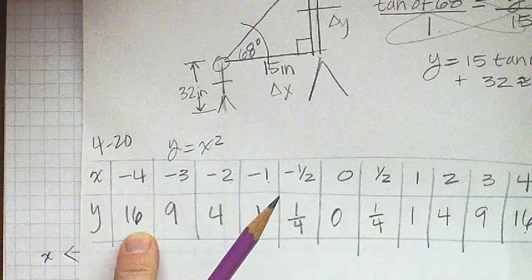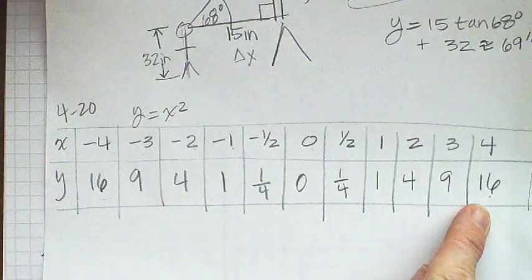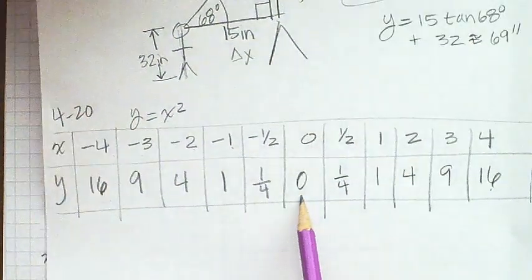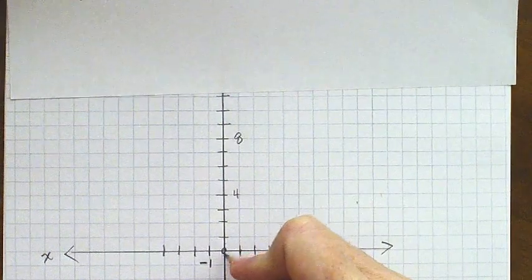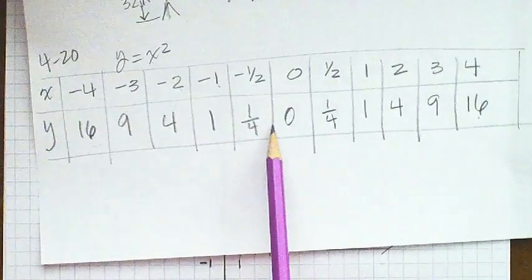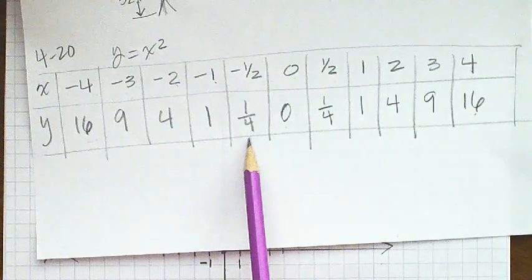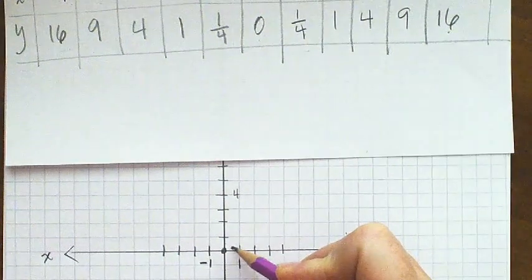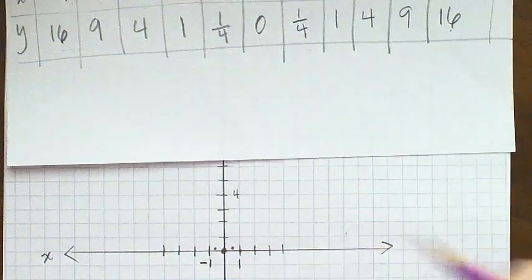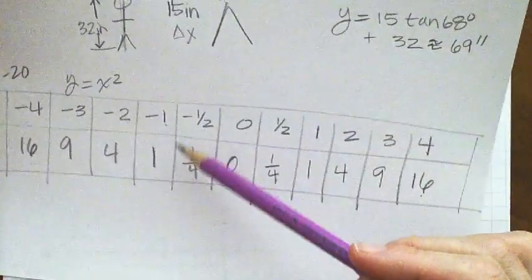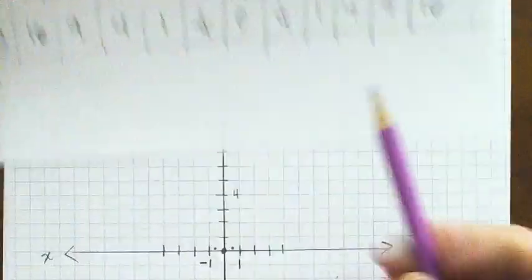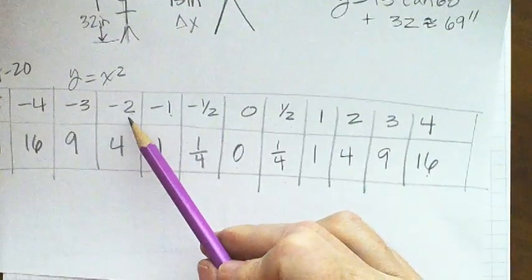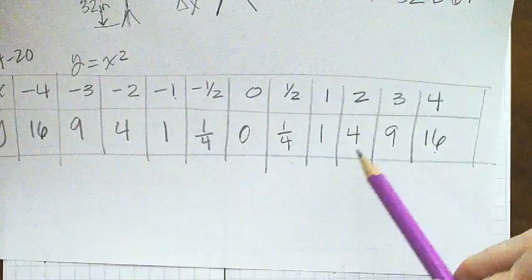We've got -4, +16. We also have +4, +16. We could actually start with 0, 0. Maybe let's start there. So we've got the point 0, 0. And you're noticing that these are symmetric. We've got -1/2, the value is 1/4, +1/2, the value is 1/4. So that's really close to the x-axis. I'll just put that right there. We've got -1, 1, +1, and 1. We've got both -2 and +2 have a value of 4.